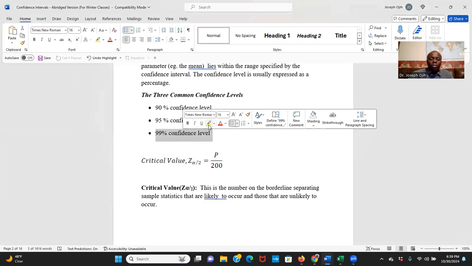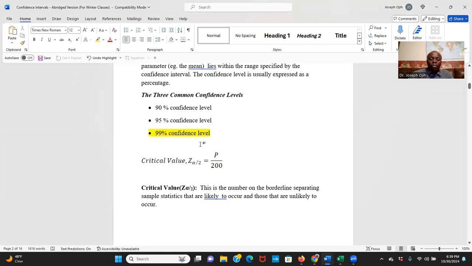Pharmaceutical industries use this one, because you have to make sure that you are 99% sure that the medication does what it is claimed that it will do. Otherwise, you're going to face a lot of lawsuits that can bankrupt the company.